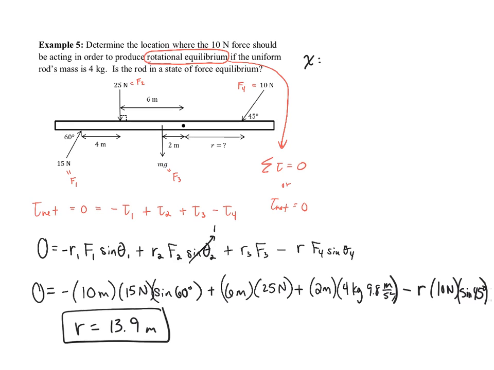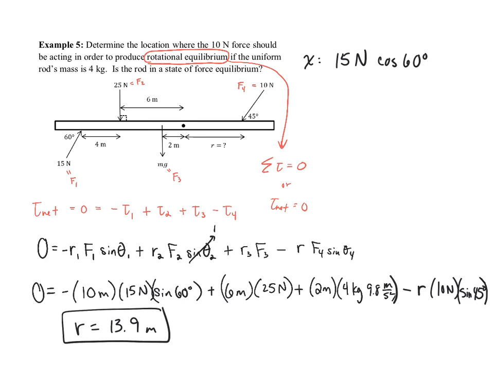So in the x direction, what do we have? Well, we've got F1, which is 15 newtons, acting to the right, but it's at an angle of 60 degrees, and since we want the x, we want the cosine of 60. So that's the x component of this guy over here. Then F2, does that have any x component to it? No, I would hope not, right?